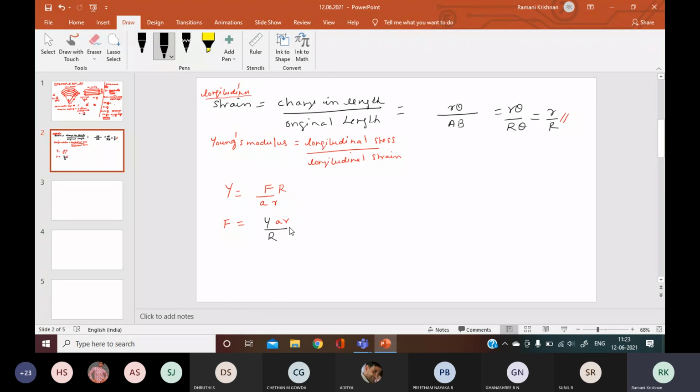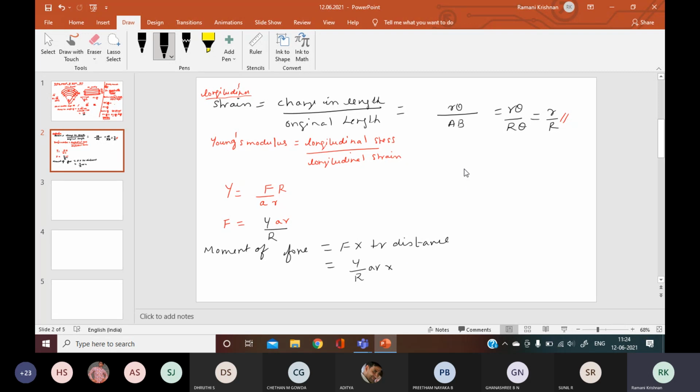I got the force. Force acting on the beam only due to which layer? Due to the layer AB. Now moment of force, that is a bending moment. Moment of force on the beam is defined as force into perpendicular distance. That is normally the definition for torque or moment of force. So we got force here. What is force? Force is Y by R into A r.